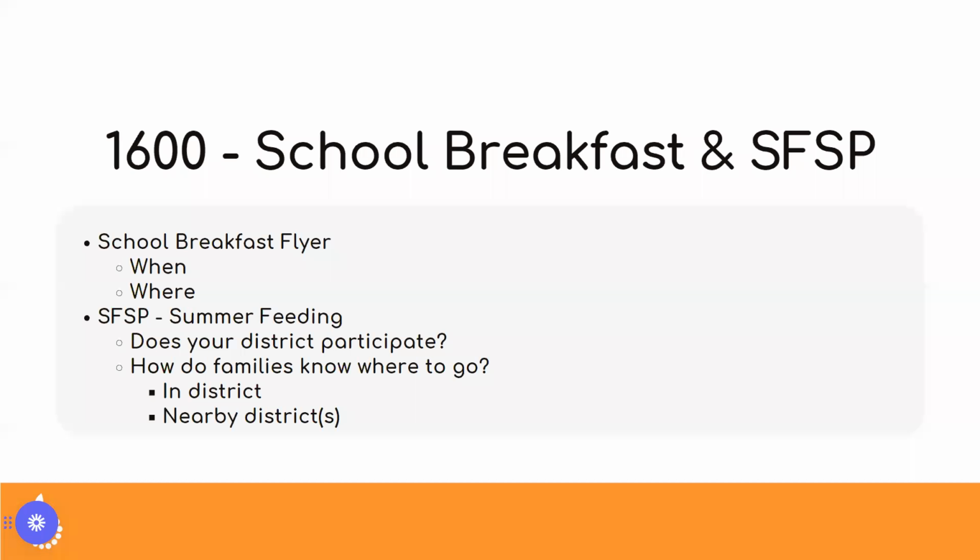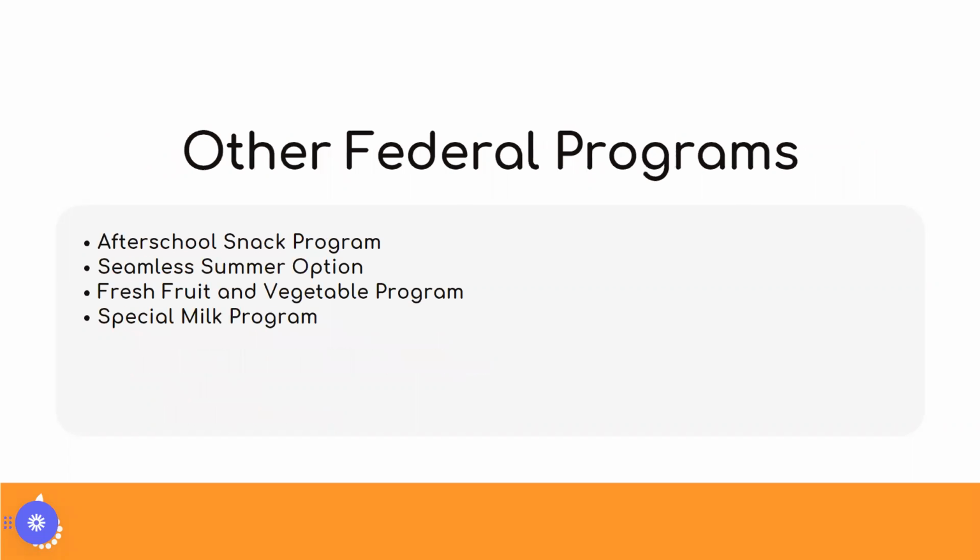Likewise for summer feeding, even if your district doesn't participate, how are you sharing out, because you are responsible to share out with your families where they can go to get meals over the summer when you're not actively serving breakfast and lunch. So it could be within your district if you're participating. So again, you'd want to tell them when and where they can go to get those meals, or if they need to go to a neighboring school district, you can put that information on your school website as well with the address and times of those meal services.